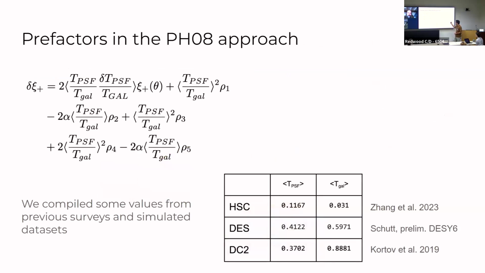So basically, if you do the expansion of the last slide, you would get this equation, which is slightly different from what we understood before. From the previous surveys, we get a few numbers that tell us the average size of the PSF and the size of the galaxy from HSC, DES, preliminary Y6, and possibly DC2.